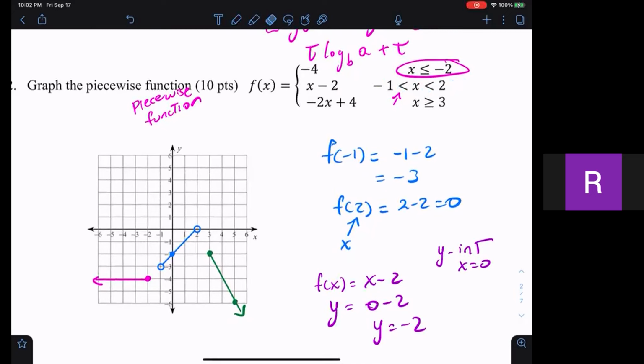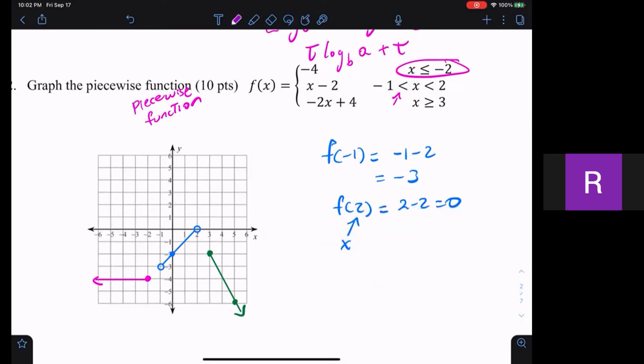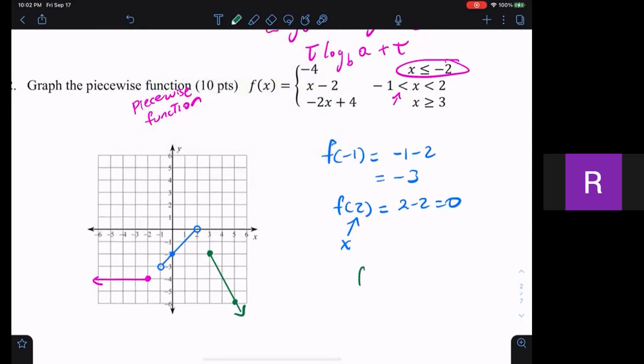Now, what's next? We need to do the last linear function from the piecewise function. When x equals 3, so f of 3, and this point is included, it's negative 2 times 3 plus 4. That's negative 6 plus 4, which is negative 2. So when x equals 3, and that point is included, the value is negative 2. So that's right here.